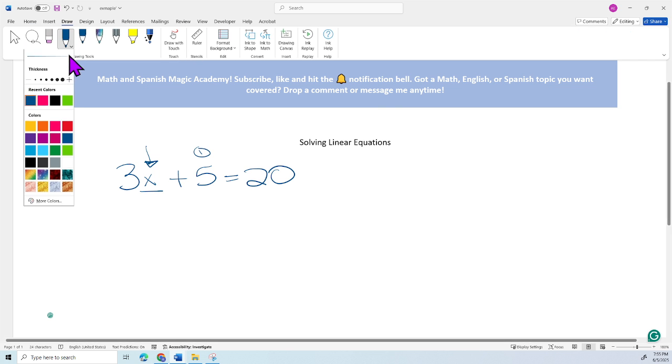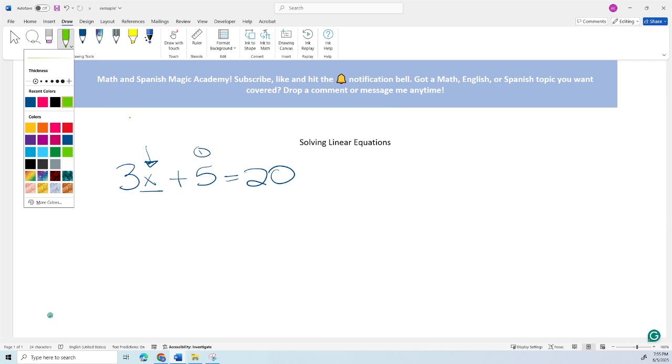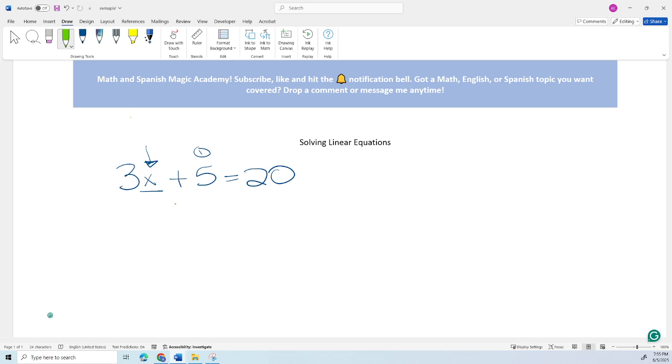The opposite of addition is subtraction, so we're going to do the opposite, negative 5 on both sides. We're going to subtract it from the other constant, which is 20. And now what do we have left on the left side of the equation? We're going to have 3x equals 20 minus 5. Both of them are constants, so we subtract them, and it is equal to 15.